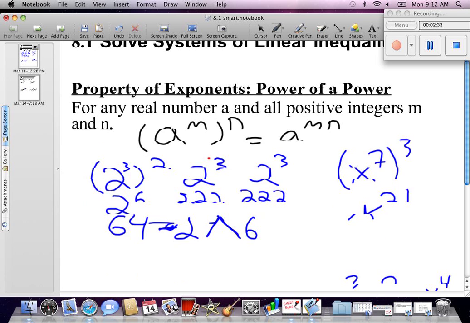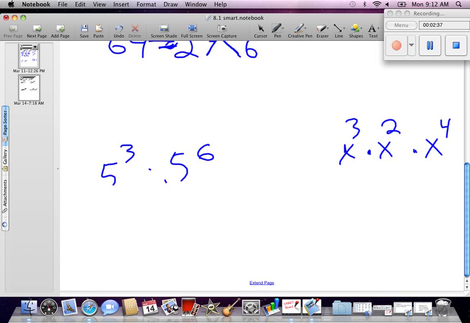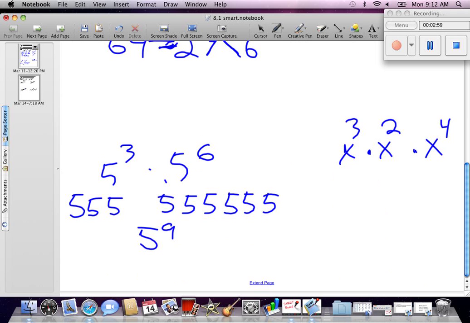Now we're going to look at a different rule. We've got 5 cubed times 5 to the 6th. So I'm going to write out all the 5s there are, and we're going to count how many we've got. We've got 3 here, and then we've got 6 for this one. Now, how many do I have? I have 1, 2, 3, 4, 5, 6, 7, 8, 9. So what do you think our rule is with exponents? If we don't want to write them all out, what do you think we're going to do?